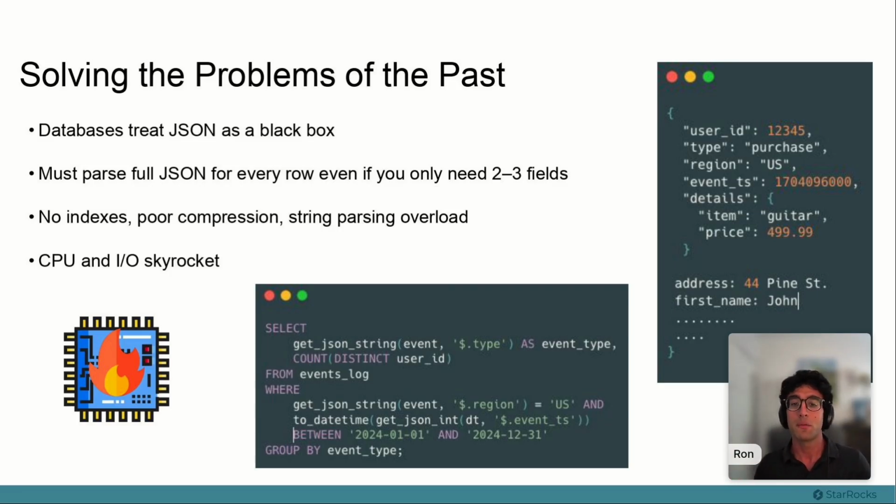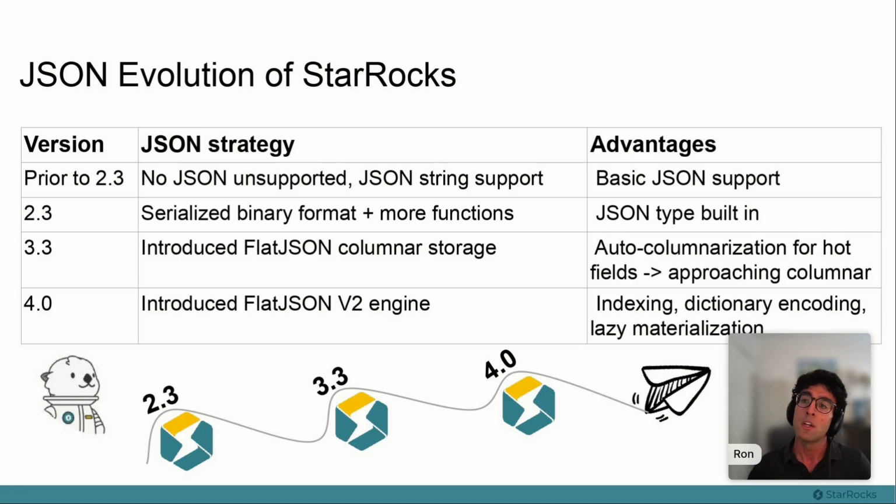The result of that is that there are no indices, there's poor compression, and you get a lot of overhead when you're manipulating JSON objects. It causes your CPU to skyrocket and your I/O to skyrocket as well. Now, there was a time where our JSON support wasn't as advanced, but we've come a fairly long way since then. So I just want to go over the evolution of how we've supported JSON over time.